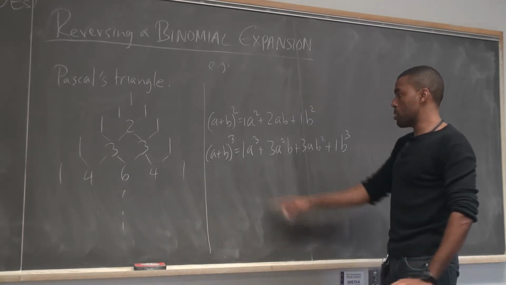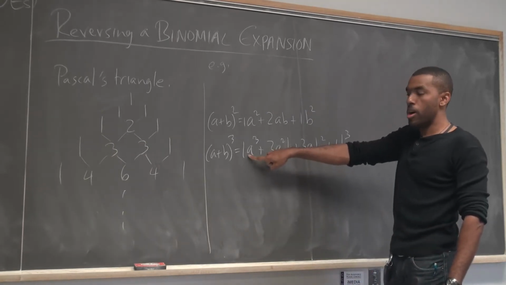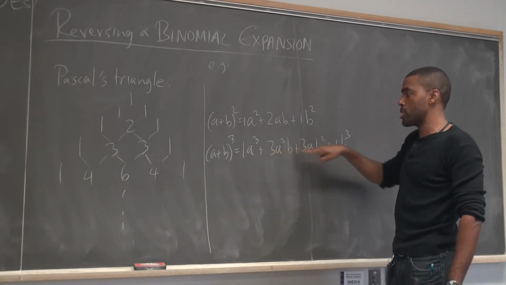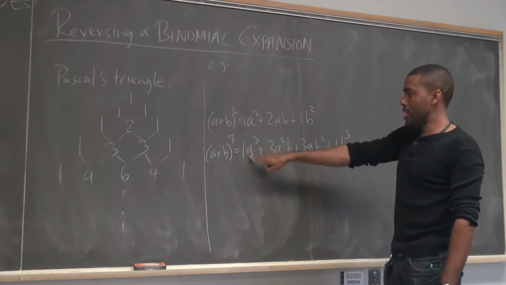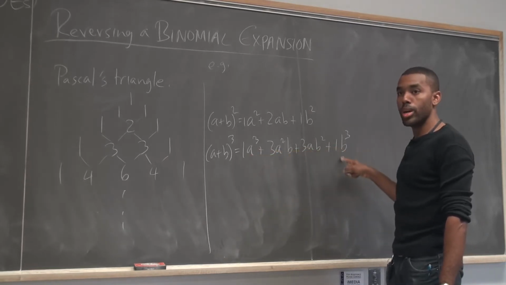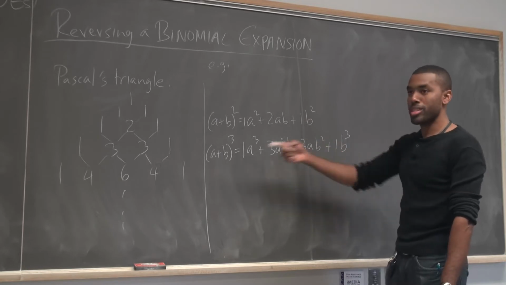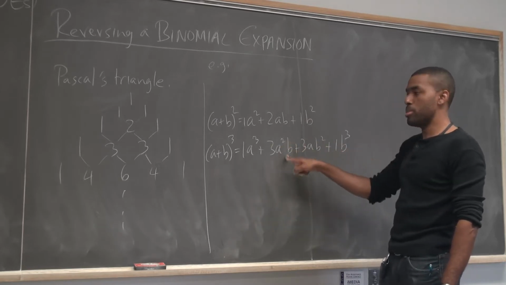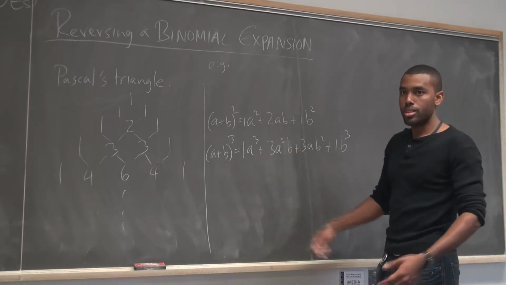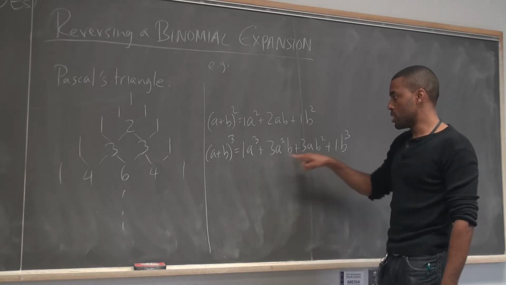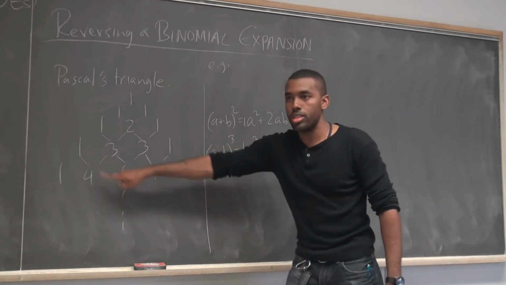And how it works with the powers is you start with the highest power on one of the variables and you count the powers down, right? So a cubed, a squared, a, no a. The other one you go in the opposite direction. So b cubed, b squared, b, no b. And the coefficients will take on the numbers according to this triangle.